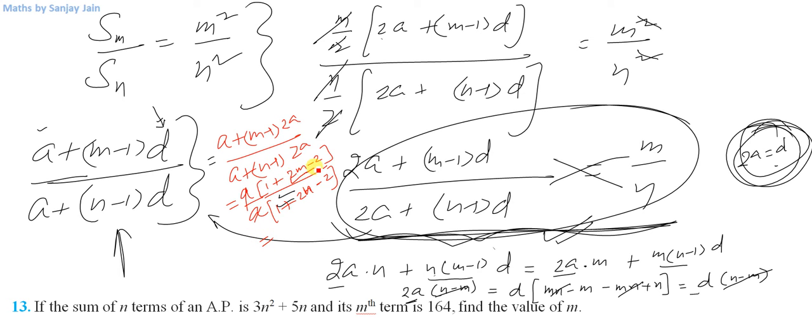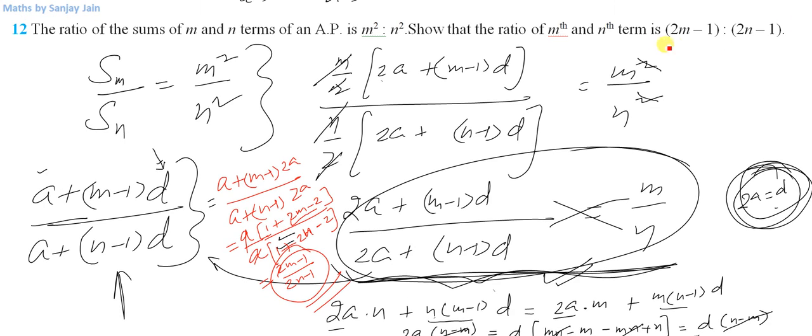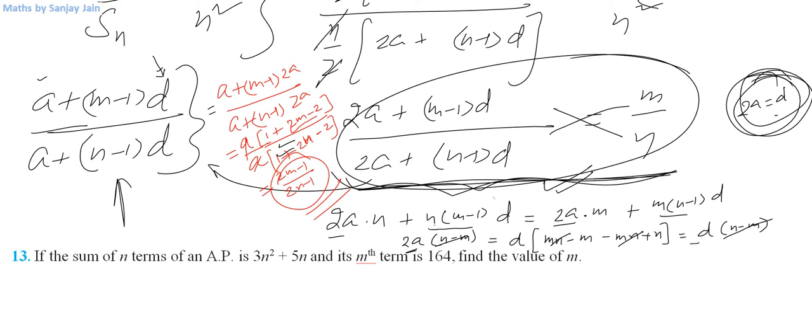This is 2m minus 2 plus 1. So 2m minus 1 divided by 2n minus 1. This is the ratio of their mth and nth term. 2m minus 1 divided by 2n minus 1. Alright, I hope you got this question.